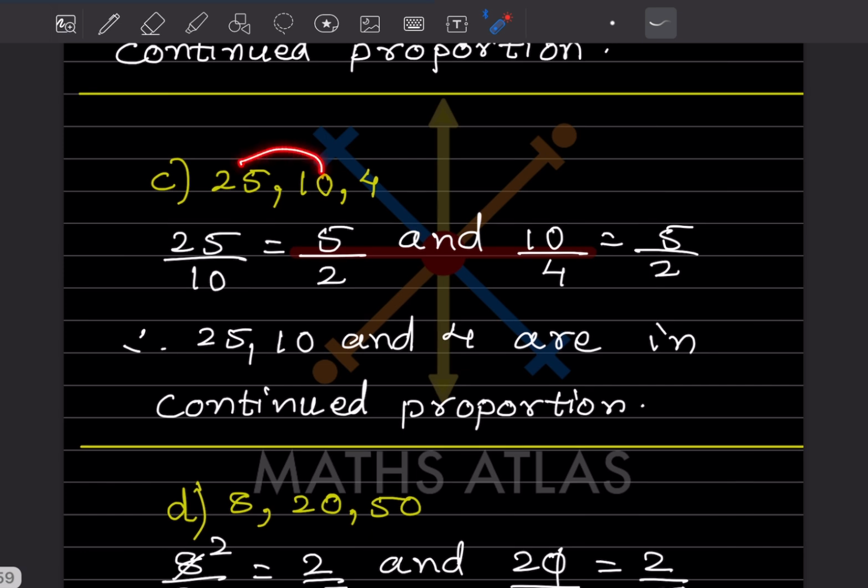Same here, this divided by this will be 5 twos are 10, 5 fives are 25, so that is going to be 5 by 2. We'll take this and this and divide them: 2 twos are 4 and 2 fives are 10, that will be 5 by 2. So we can say 25, 10 and 4 are in continued proportion.